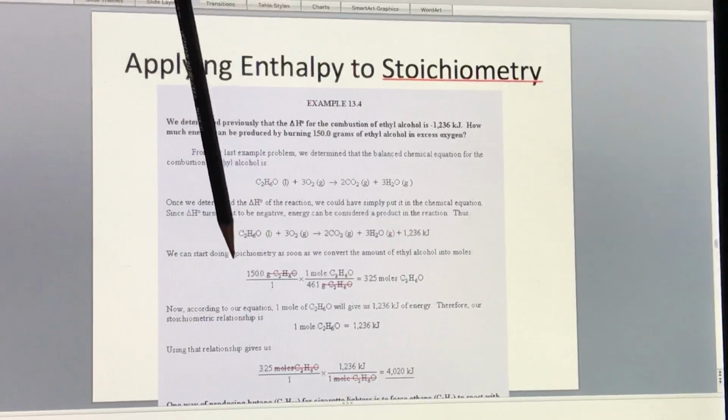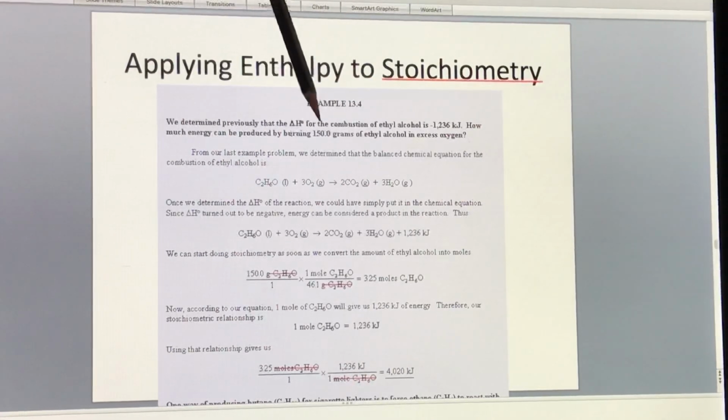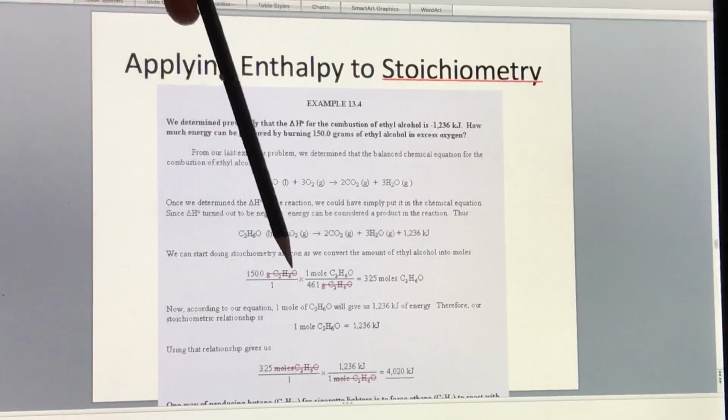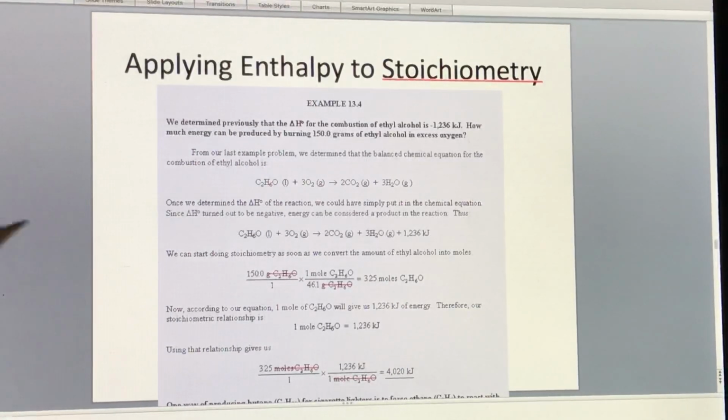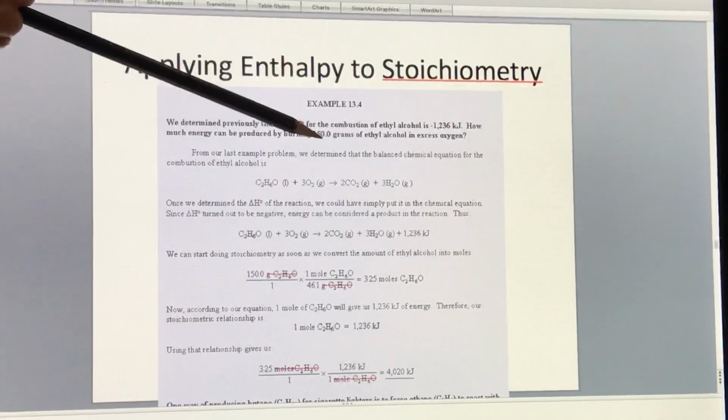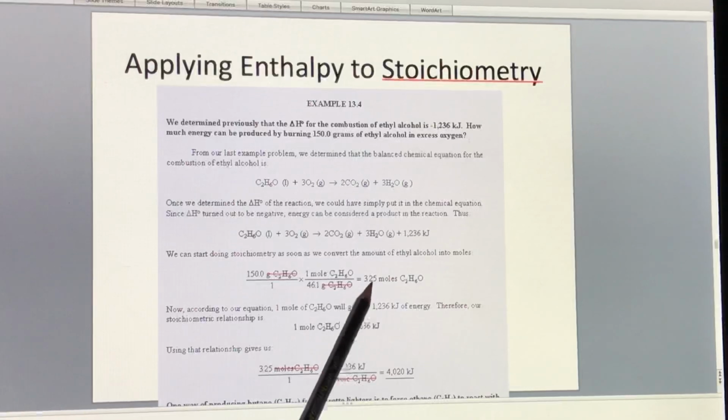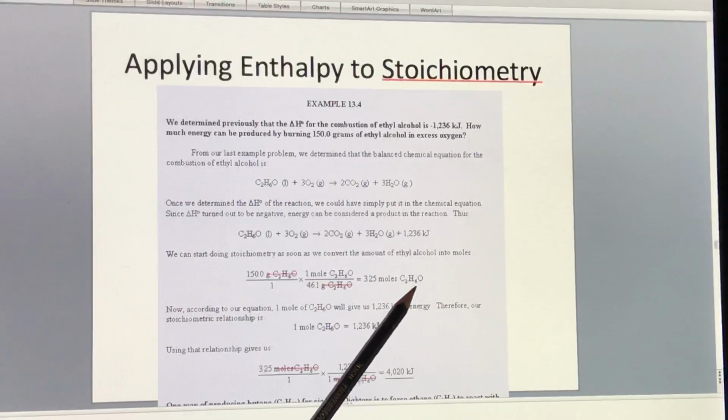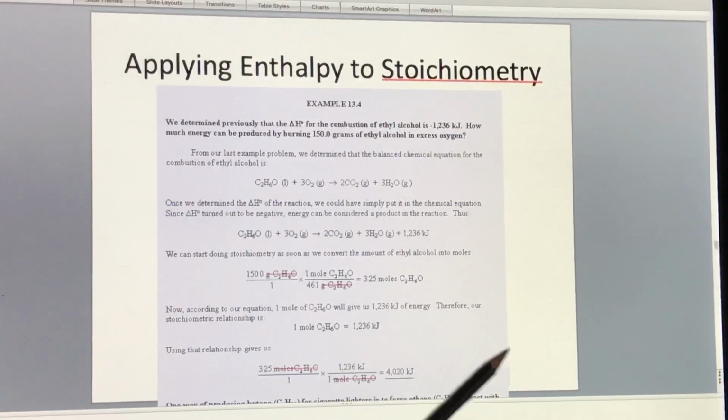Next, we want to convert the grams of ethyl alcohol to moles. So you would have to go ahead and calculate the AMU for C2H6O, which ends up being 46.1 grams per mole, or AMU. And we multiply this conversion factor by the number of grams that we were provided with at the beginning of the problem. So we've determined we have 3.25 moles of the C2H6O.